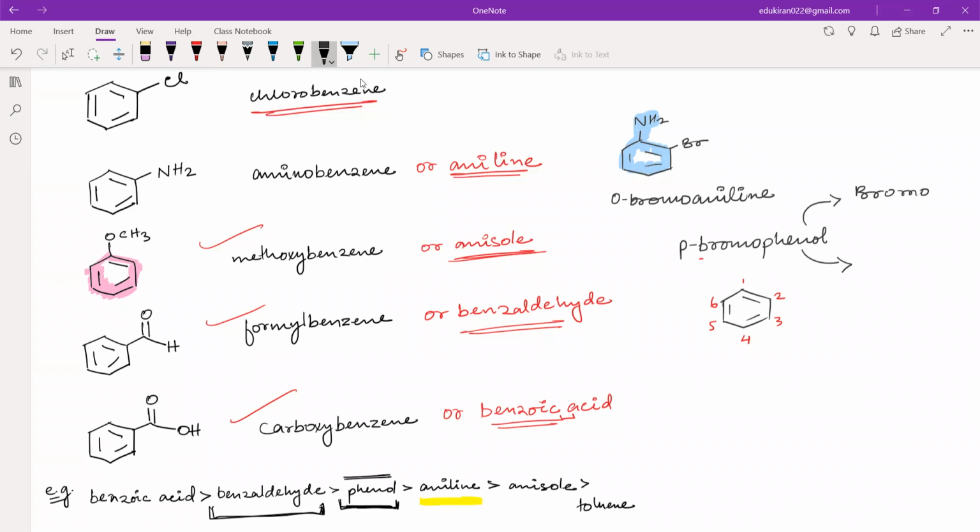Do you know the structure of phenol? You remember phenol? Phenol is made of two things: phene plus ol. Phene is the old name of benzene. What functional group is ol? Alcohol, OH. So what will phenol have? Benzene with OH.